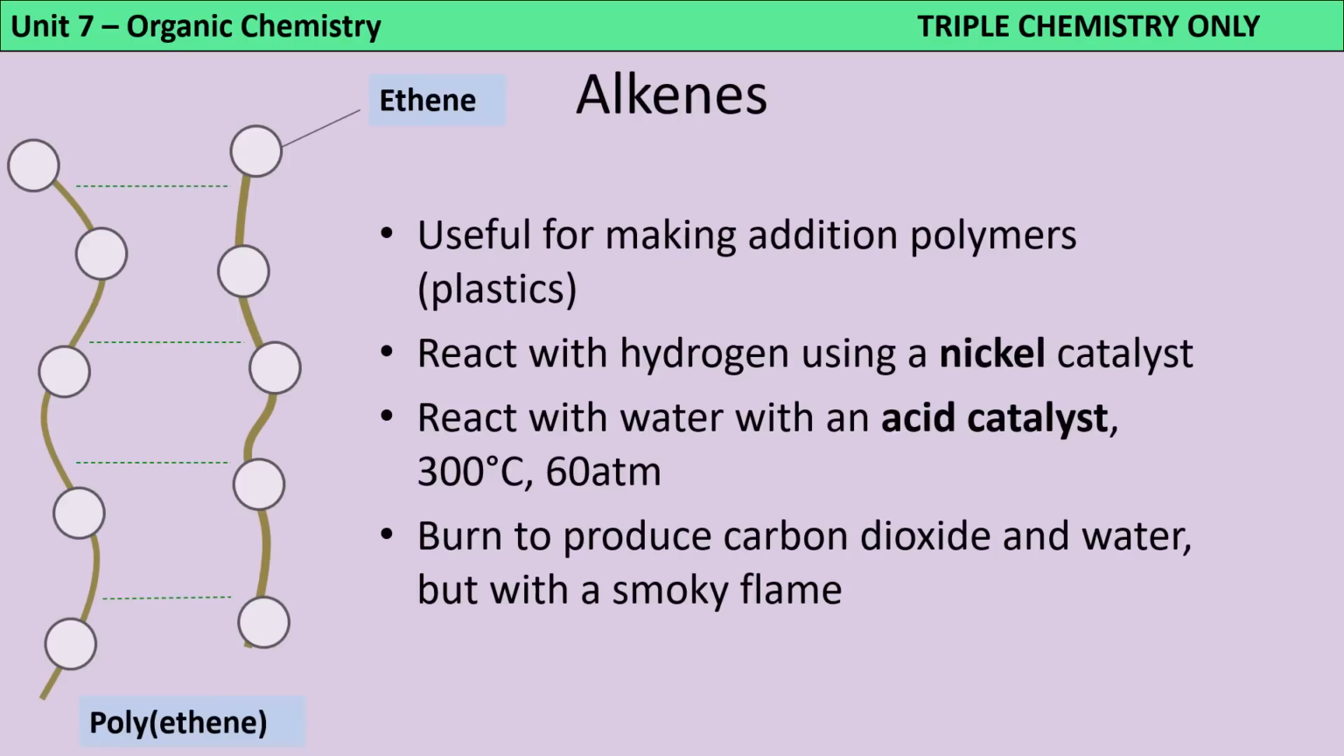Firstly, they're useful for making addition polymers, including a lot of important plastics like polythene and polypropene and polybutene. They can be converted back into alkanes by hydrogenation using a nickel catalyst. They also react with water with an acid catalyst at 300 degrees C and 60 atmospheric pressures in order to make alcohols. And finally, they can be burned as fuels to produce carbon dioxide and water, but they have a smoky flame, so they're less good as fuels than alkanes are.